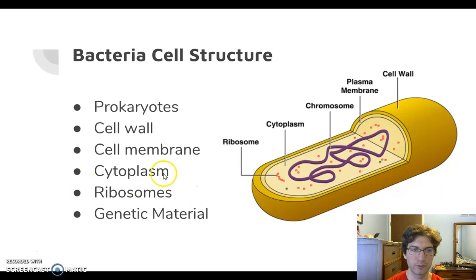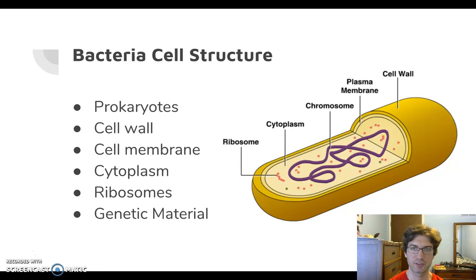Ribosomes are where proteins are made. So they are these little dots right here. There's a whole bunch of them in there. So anytime our bacteria cell wants to make a protein in any way, it takes its genetic material and moves it over to the ribosomes, and ribosomes do that.